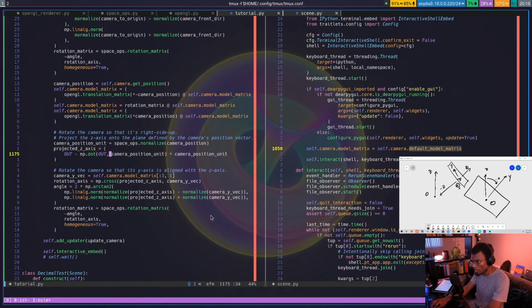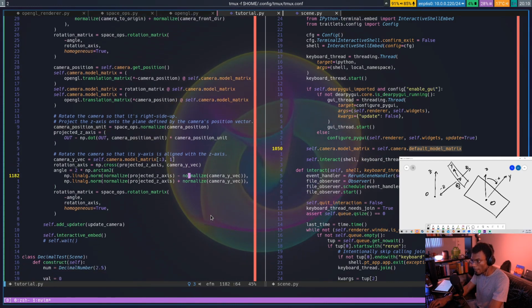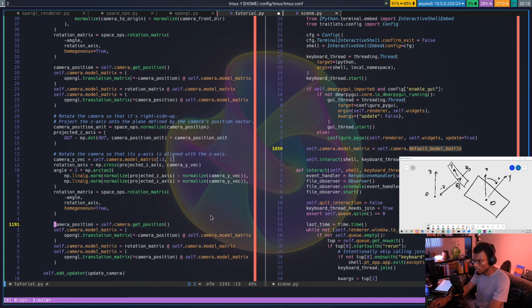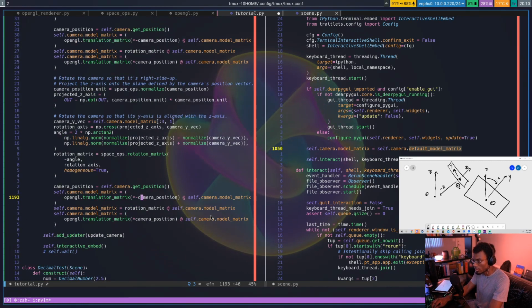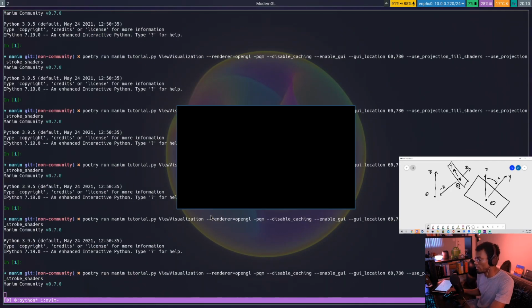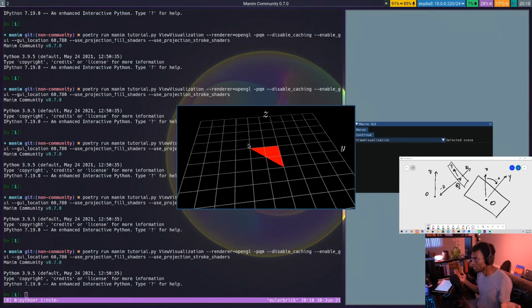Alright, so this is projecting the z-axis onto the camera's position unit vector. Great. This is getting the camera's y, rotation axis. Okay, now I want to do this basically: translate it, rotate it, translate it back. And I have zero faith that this would work. Oh my gosh, it's working!